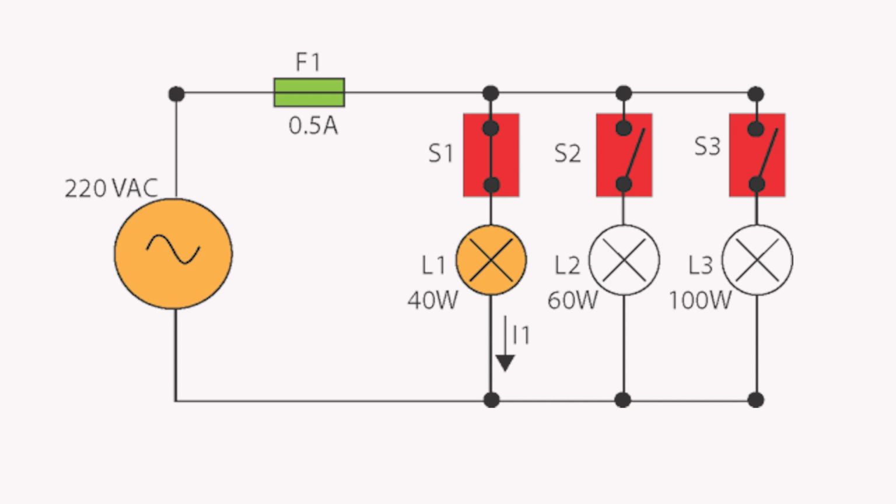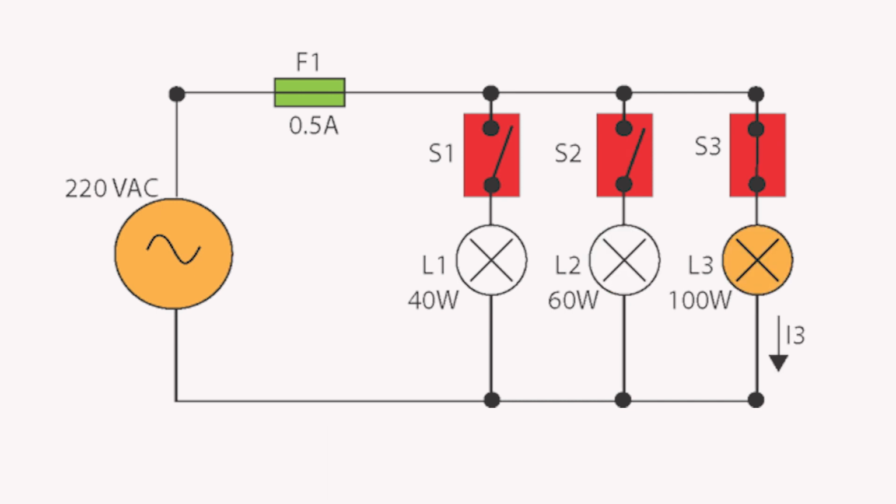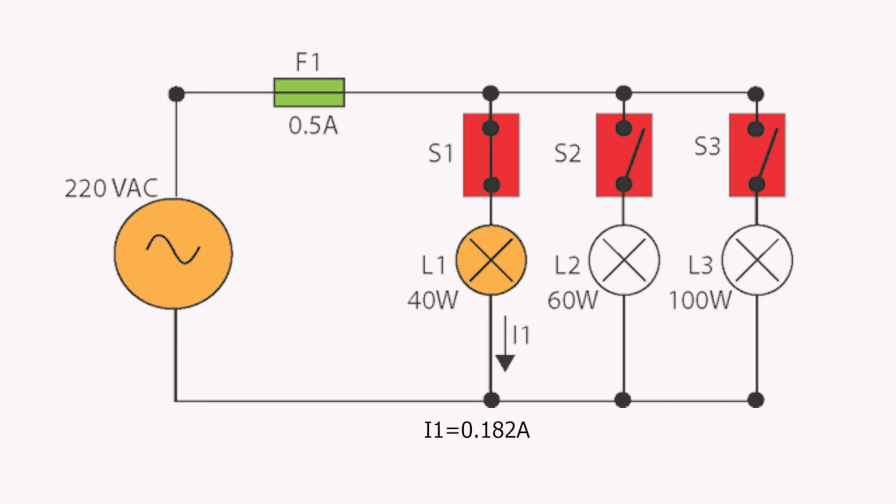For lamp 2, S2 turned on, the current equals 60 watts divided by 220 volts, which equals 0.273 ampere. For lamp 3, S3 turned on, the current equals 100 watts divided by 220 volts, which equals 0.455 ampere. Now, you know all the lamp currents.